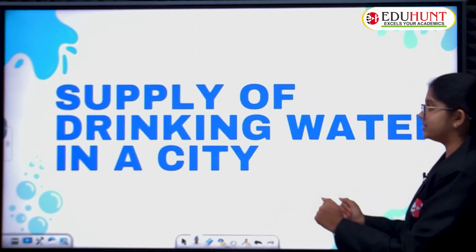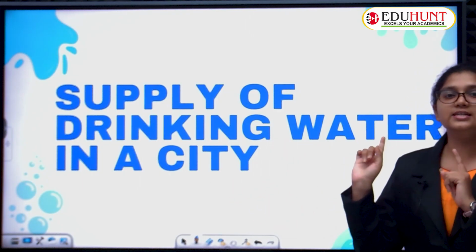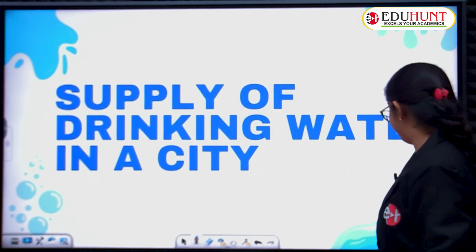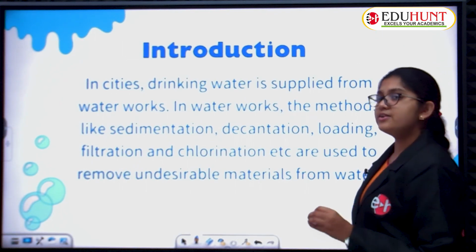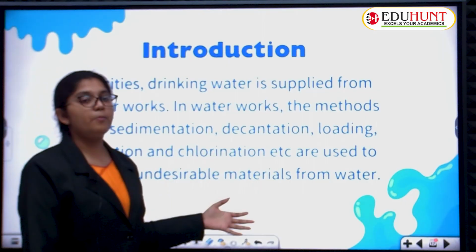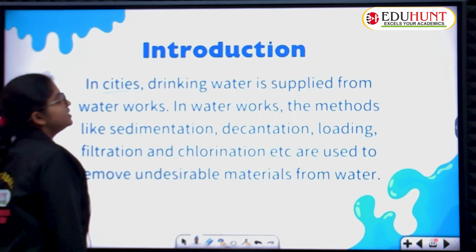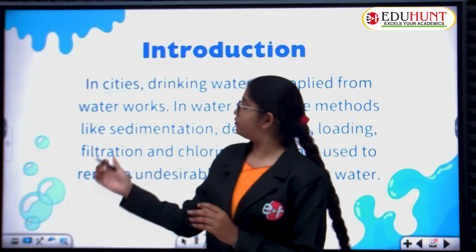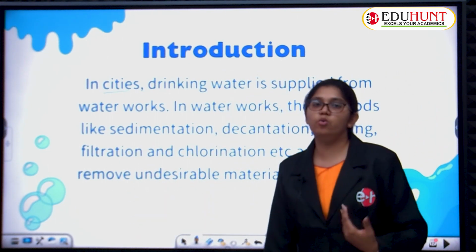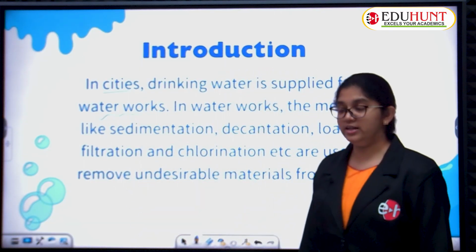Here we start with the session: supply of drinking water in a city. So, the introduction: what the theory and the topic are about. In cities, drinking water is supplied from waterworks. We know the natural lakes and the rivers nearby are where we get the water from. So in cities we get it from waterworks.